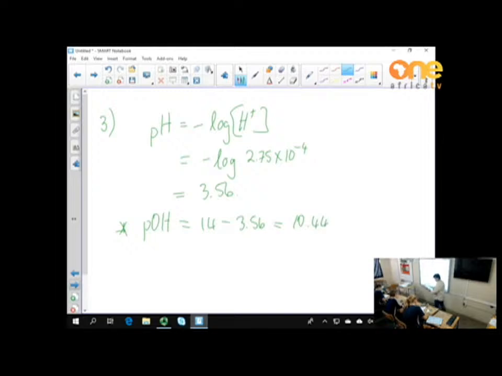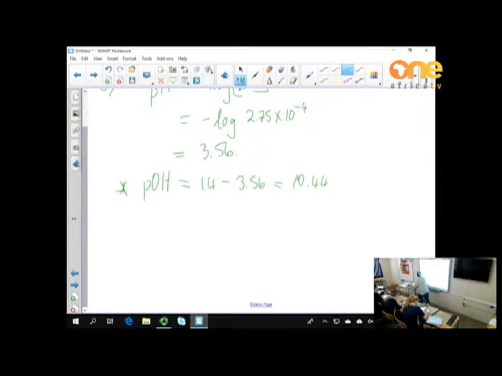10.44. You could have also done this calculation the other way, let's do it in a different color. You could have said that in a system where we have an acid-base reaction, the hydrogen ion concentration times the hydroxide ion concentration must equal 10 to the power minus 14.